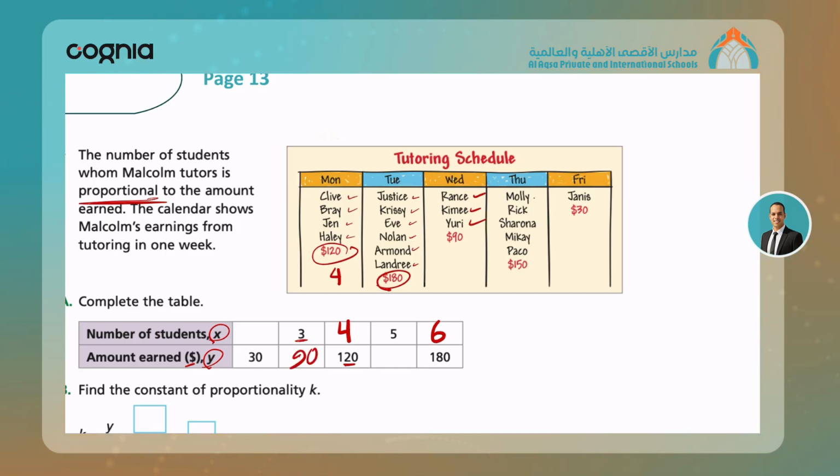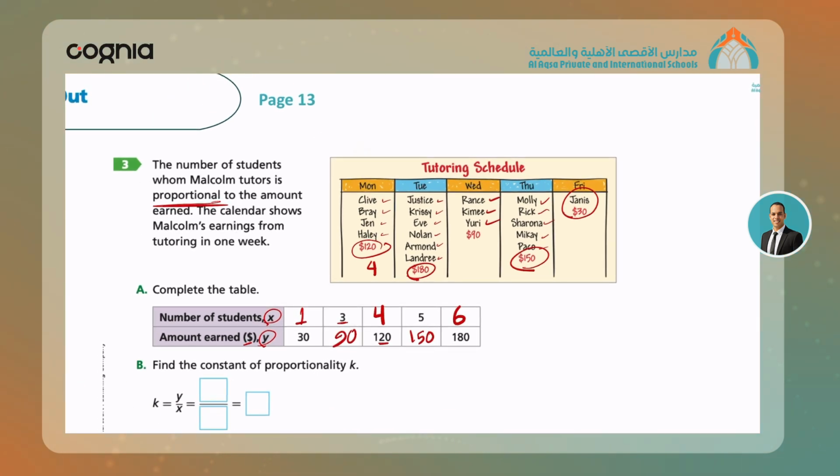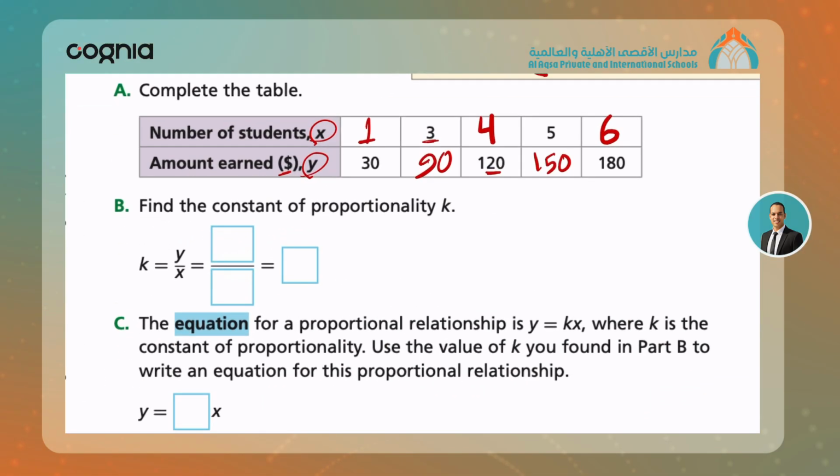And Thursday, 1, 2, 3, 4, 5, and it's $150. So 5, 150. And Friday, it's only 1 class for 30. So one student. So here these are the students, guys. Okay, so 1 student for $30 here.